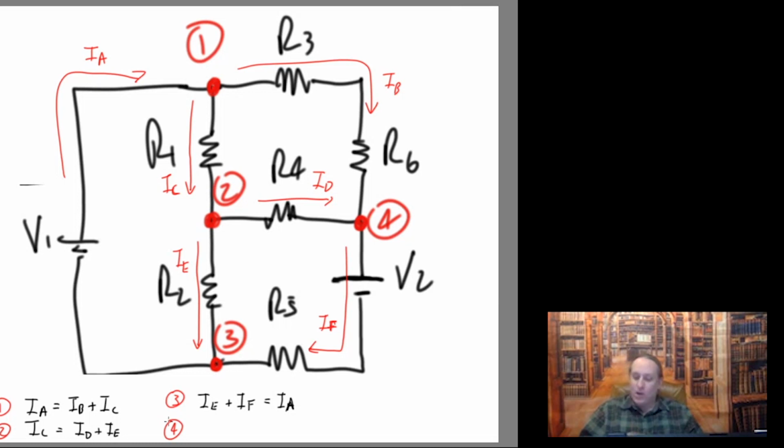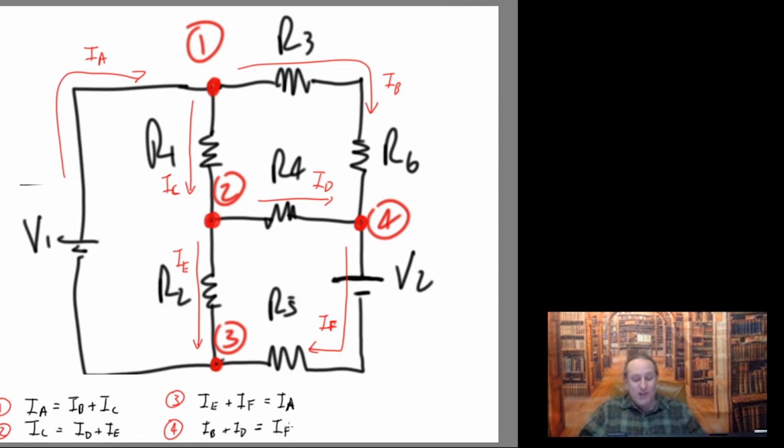And for junction 4, going in is IB plus ID, and going out is IF. So those are my 4 equations coming from the junction laws.